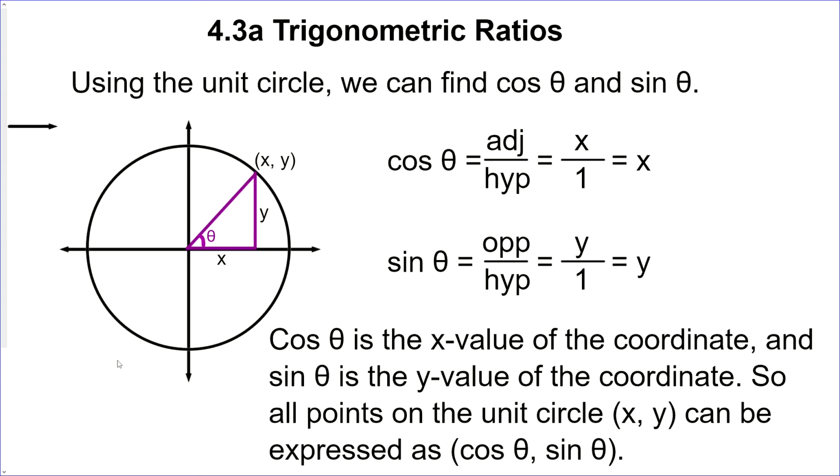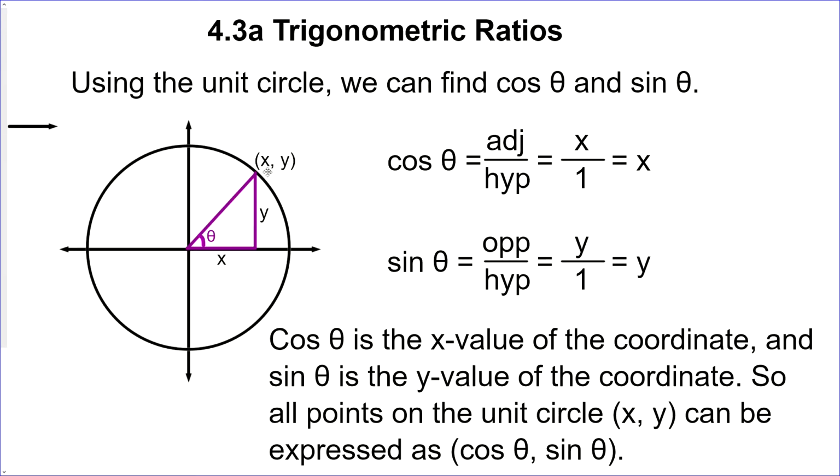4.3a Trigonometric Ratios. Using the unit circle, we can find cos theta and sine theta. Cos theta is adjacent, which is our x value of any coordinate on the unit circle, divided by the hypotenuse. And since the hypotenuse is just 1, then our cos theta is just equal to x. Our sine theta is just equal to y.